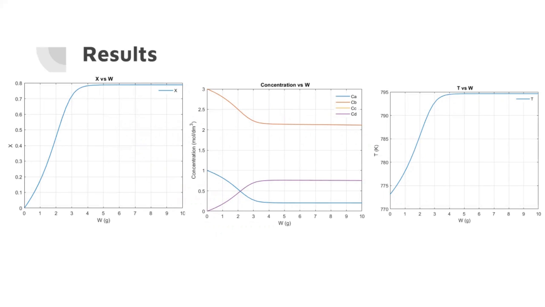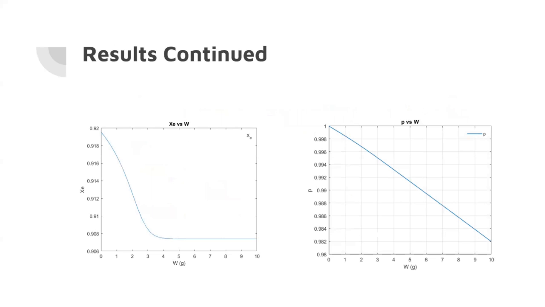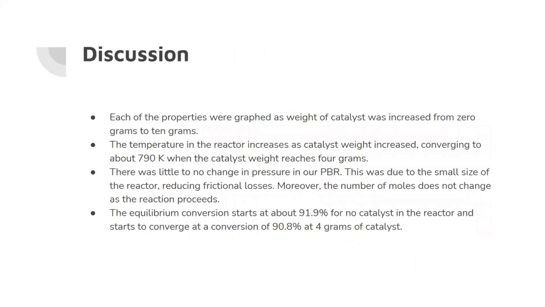Our modeling shows graphs of conversion versus weight of catalyst, concentration versus weight of catalyst, temperature versus weight of catalyst, equilibrium conversion versus weight of catalyst, and pressure drop versus weight of catalyst. Each of the properties was graphed as weight of catalyst increased from 0 grams to 10 grams.